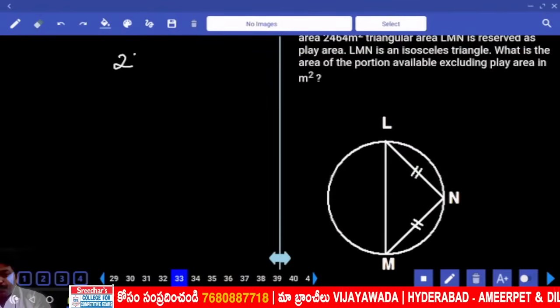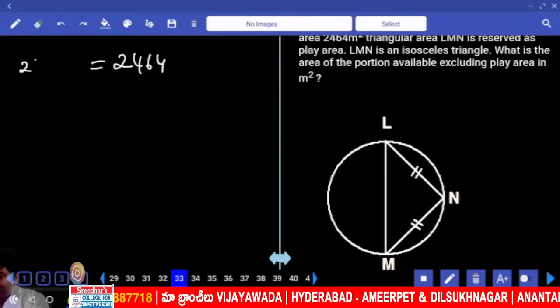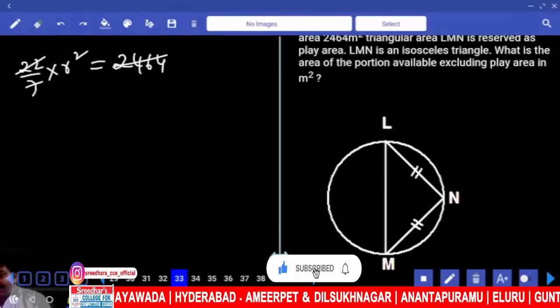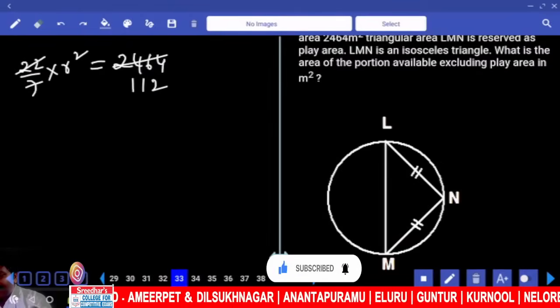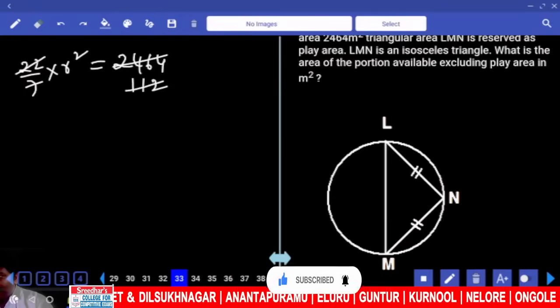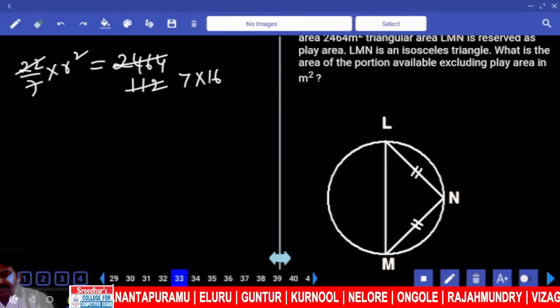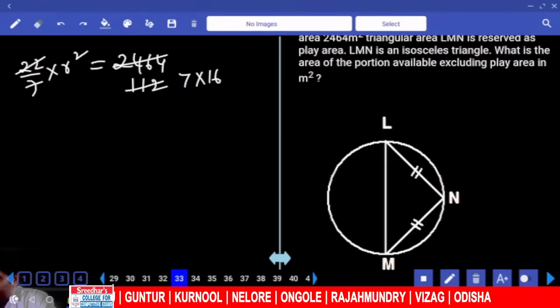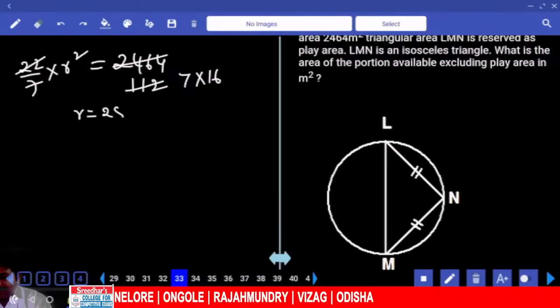2464. That is equal to the circle area, pi r square, 22 by 7 into r square. 22, 112 we have. 7 will go to the right hand side. So let me write 112 as a 7 multiple: 7 into 16. This 7 also goes to the other side. So r square is equal to 7 square into 4 square. That means r is equal to 28.